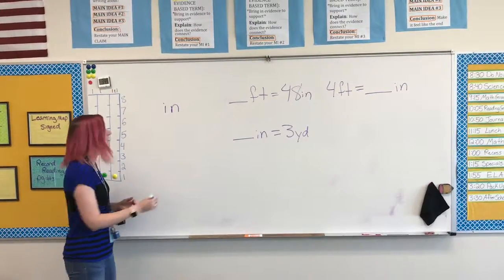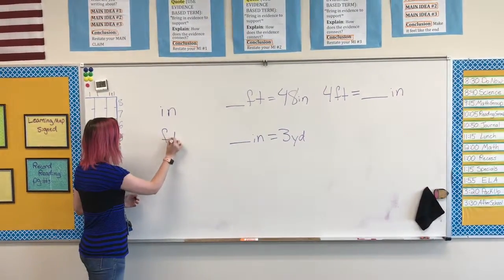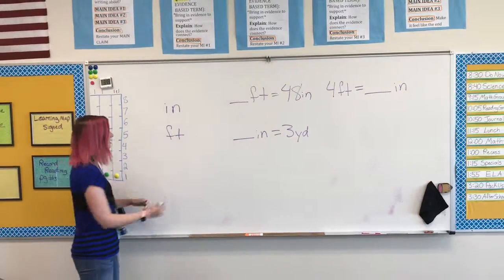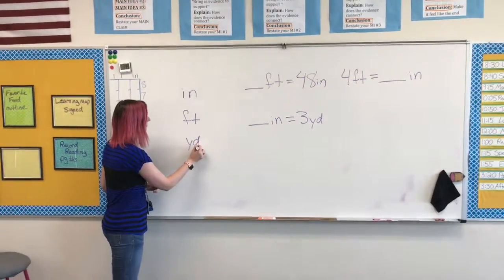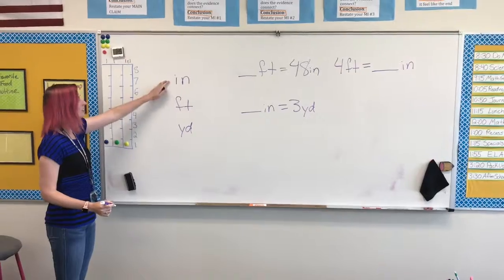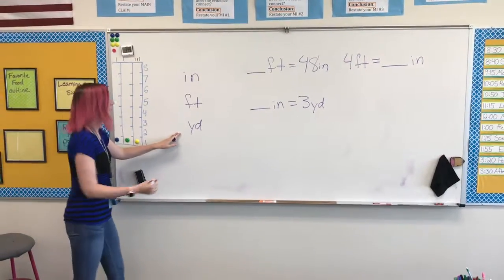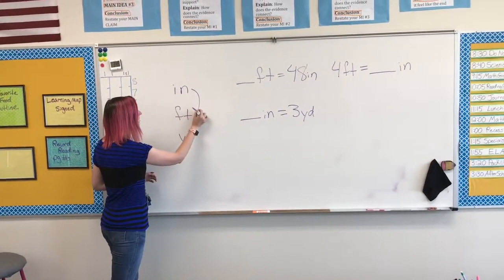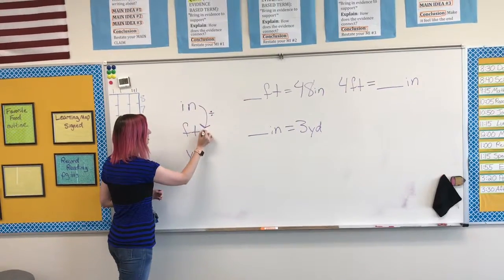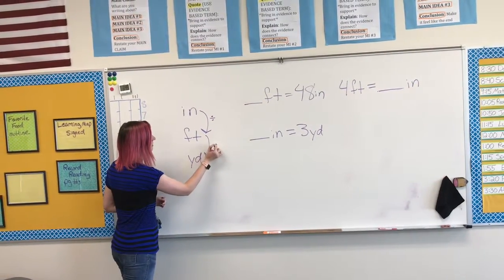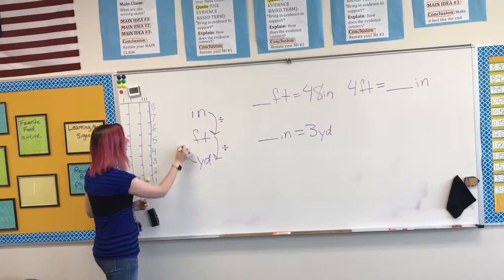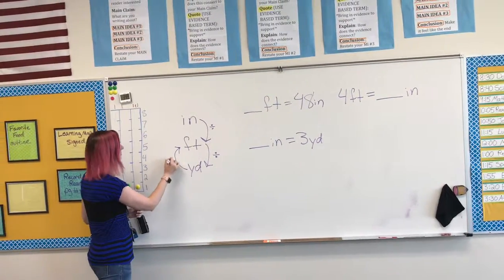And then we go to feet. Feet are the next largest. And finally, our largest, which is yards. Now, whenever we go down in our chart, we're going to divide. So when I draw my arrow down, I'm going to put a division symbol next to it. When we go down, we divide. Then when we go up, we multiply.